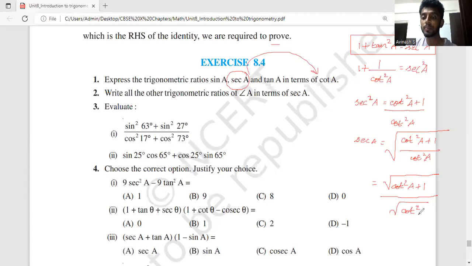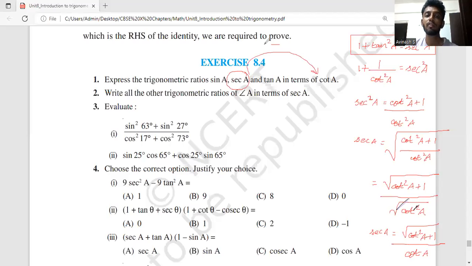Now, interestingly, if you observe carefully, it's very obvious that this root and this square will get cancelled, but the root in the numerator and the square will not get cancelled. This cannot be done. That is because of plus 1. There is another term which has been associated. So this root and this square will get cancelled, and you will be getting the final answer as sec A is equal to root under cot square A plus 1 divided by cot A. This is because the root in the denominator has got cancelled.